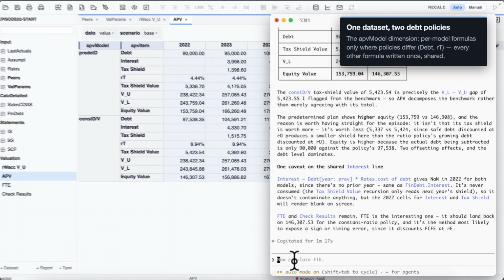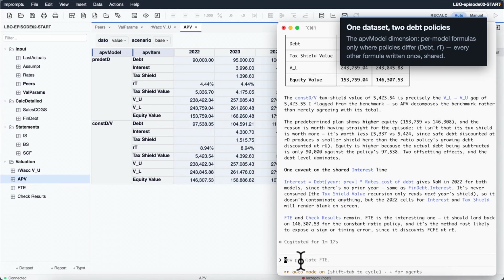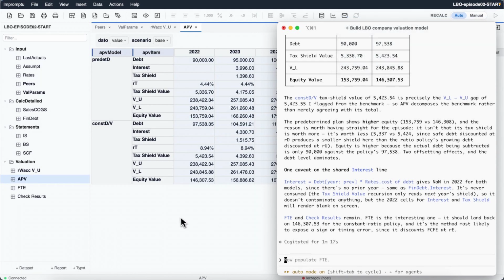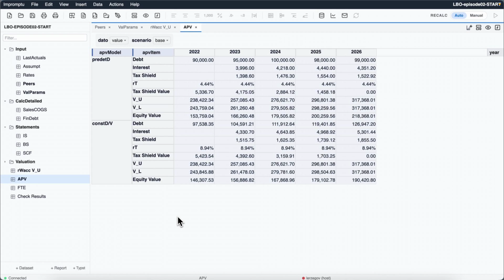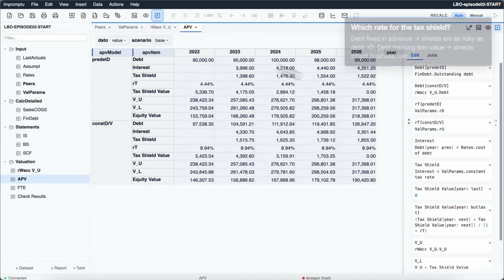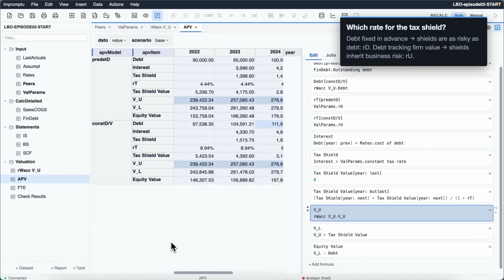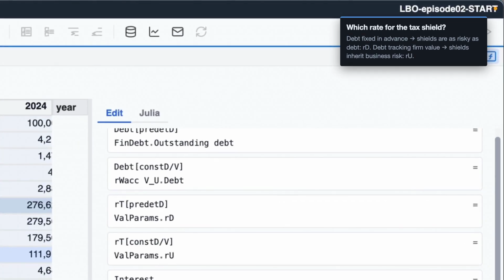And the crucial choice is the discount rate. If the debt is fixed in advance, a set repayment schedule, the tax shields are about as safe as the debt itself, so we discount them at the cost of debt. But if the debt tracks the firm's value, a constant ratio, then the shields rise and fall with the business, so they carry the business risk, and we discount them at RU. Same idea, different risks.